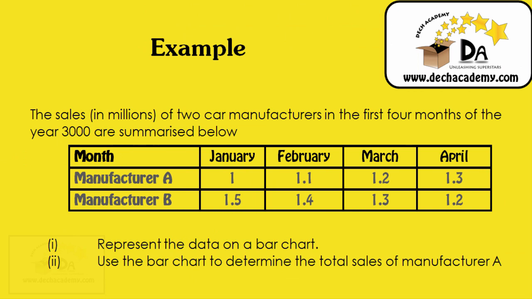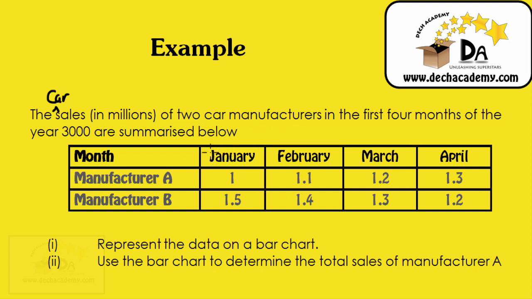Here's another example, and it says the sales in millions of 2 car manufacturers in the first 4 months of the year 3000 are summarized below. So you know this is fictional. Just to be more specific, I mean the number of car sales. So it tells you how many million cars these 2 manufacturers sold. Here's the information summarized in this table here.